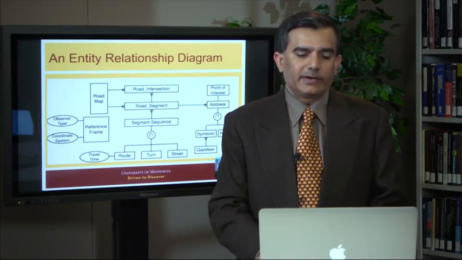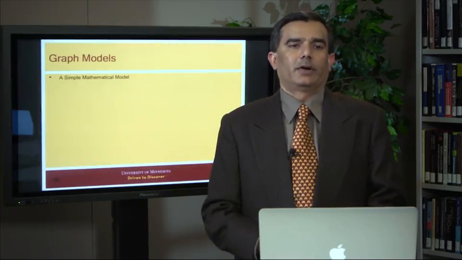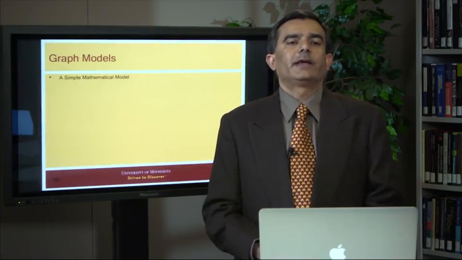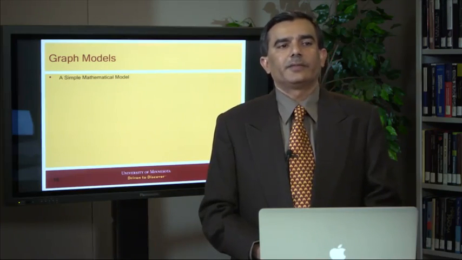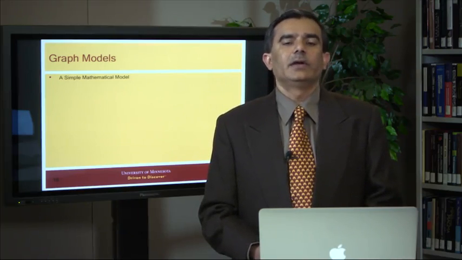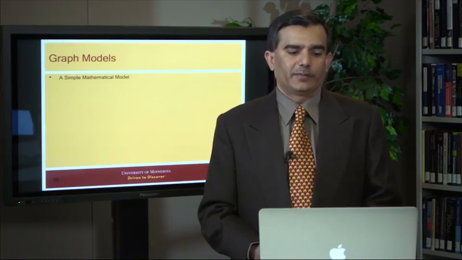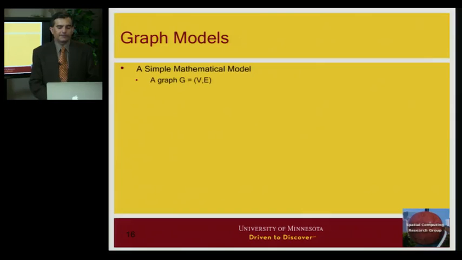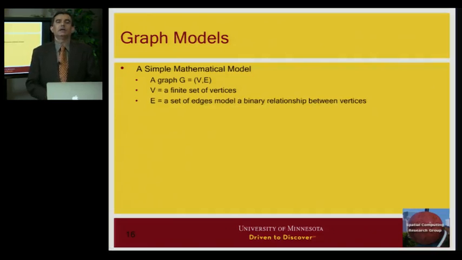So let's now switch gears and look at the graph model. While the entity relationship diagram was very rich and could model many concepts, a graph is a much simpler model. So let's first look at its mathematical definition and then apply it to model road maps. Mathematically, a graph is just a pair. It has 2 components. A graph G has 2 components. The first symbol V stands for a set of nodes or vertices. The second symbol E stands for a set of edges, and they model one binary relationship among vertices.